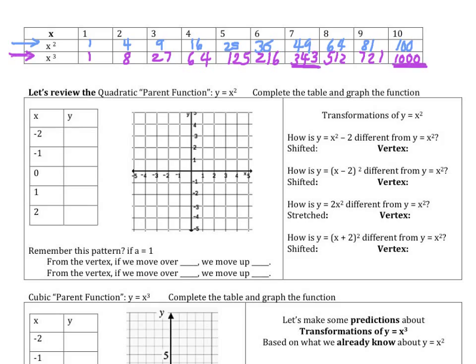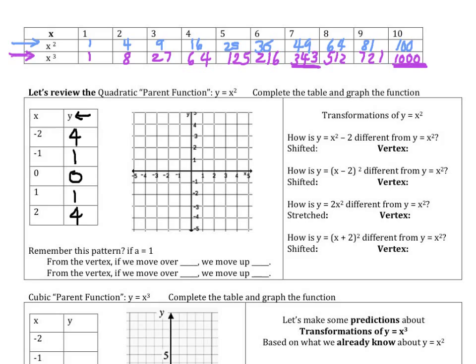So before we start talking about cubic functions, I'd like to review what we already know about the quadratic function, and I'd like to talk about the most basic version of that, which is y equals x squared. So I'd like you to take a moment and fill in this table based on what you would get as your output, that's your y value, when you plug in the x values for x in x squared.